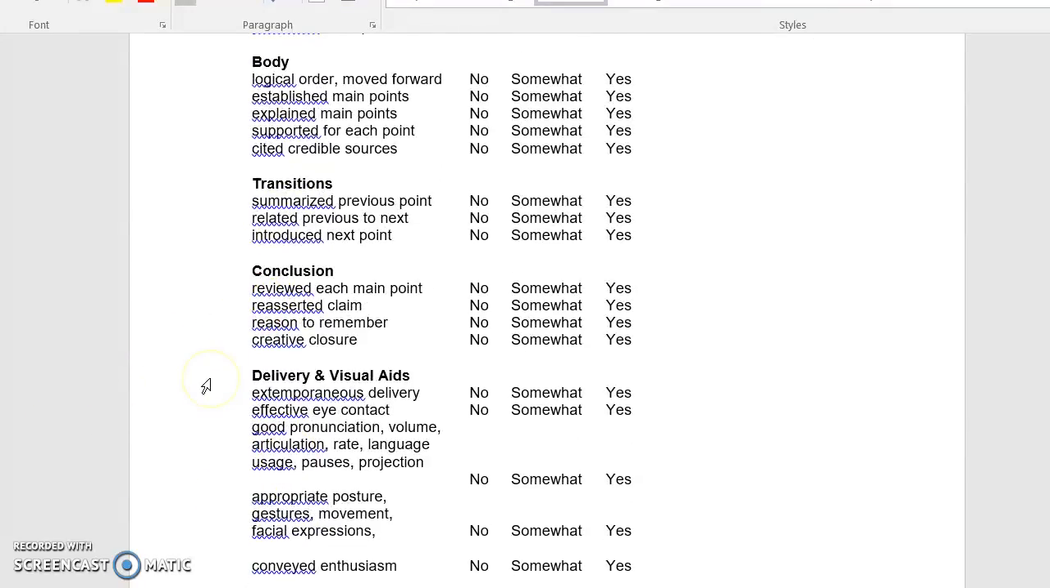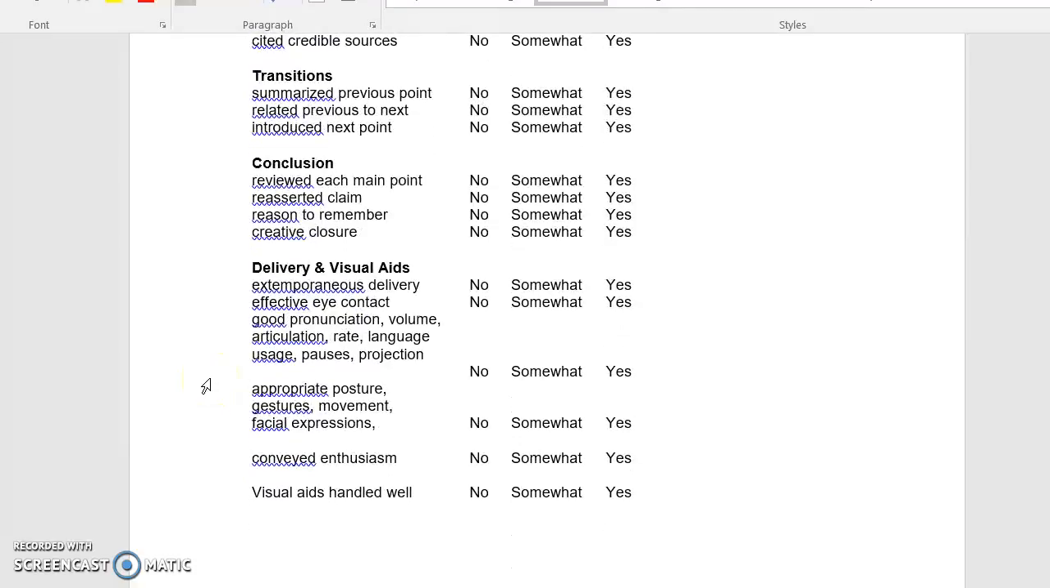And then down below, I have an area about delivery and visual aids. This is where I evaluate your nonverbal communication, your use of kind of images and graphics within the visual aids, also how you utilize the visual aid within the speech, as far as how you interact with it.